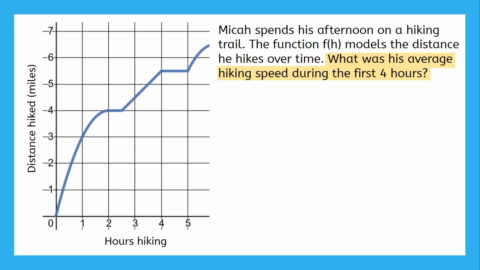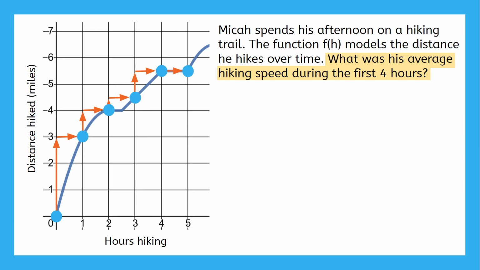The first thing to notice is that the distance he covers each hour is different. During the first hour, he hiked 3 miles. The next hour, he slowed down and only hiked 1 mile. The next hour, he only went half a mile, then 1 mile. And from hour 4 to 5, Micah must have been resting because he didn't move at all. So with all these different speeds, how can we choose a single speed as our answer?